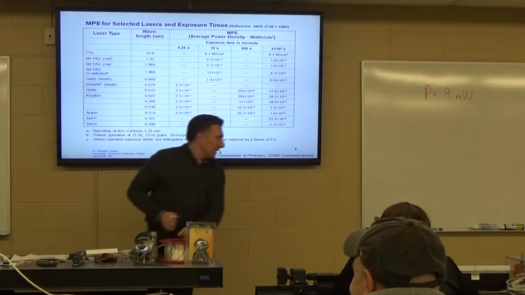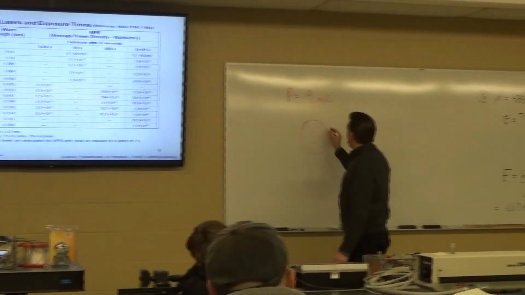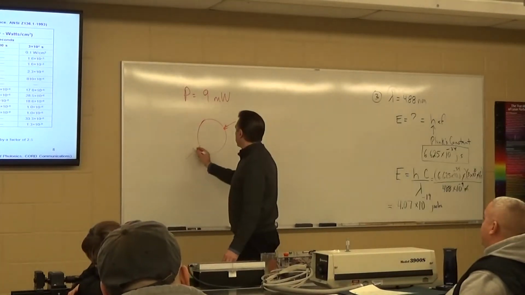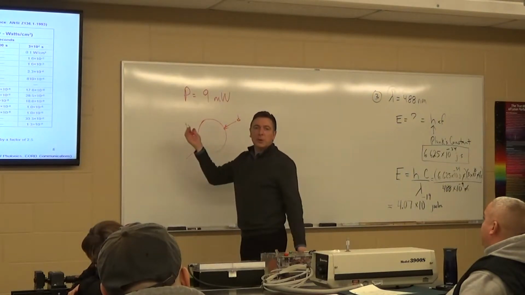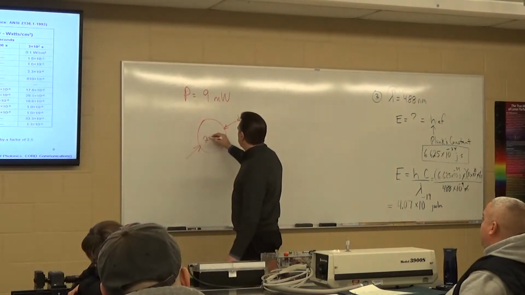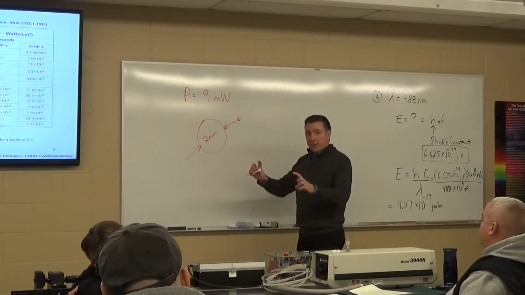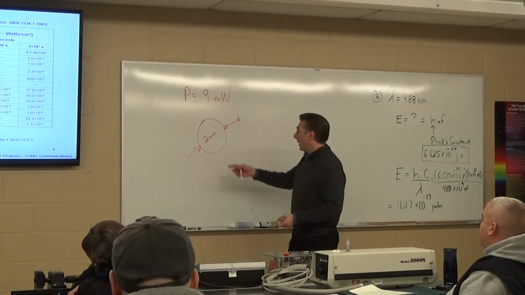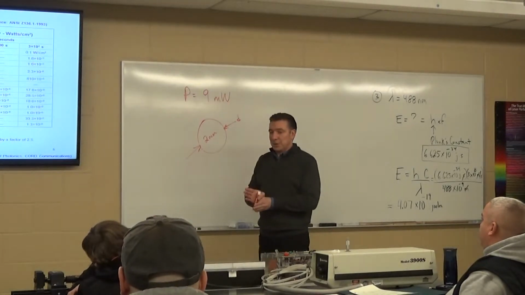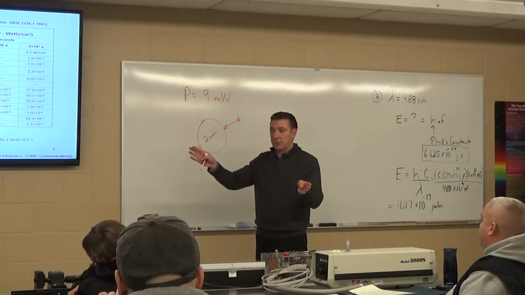So you basically have a spot that is diameter D of, let's say, 2 millimeters. Make the numbers easy. The bigger the spot, by the way, the less the irradiance, so the safer it is. If you want to protect yourself, you can diverge the laser beam, spreading it out so that it spreads the power out as well.